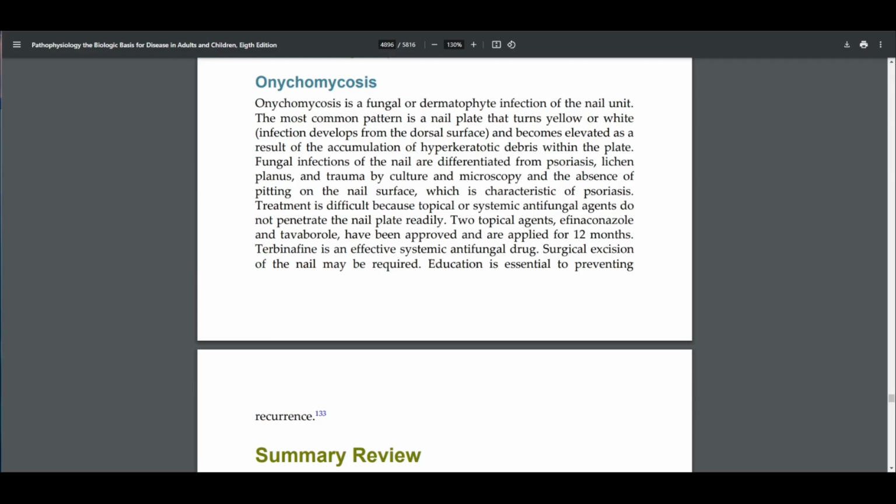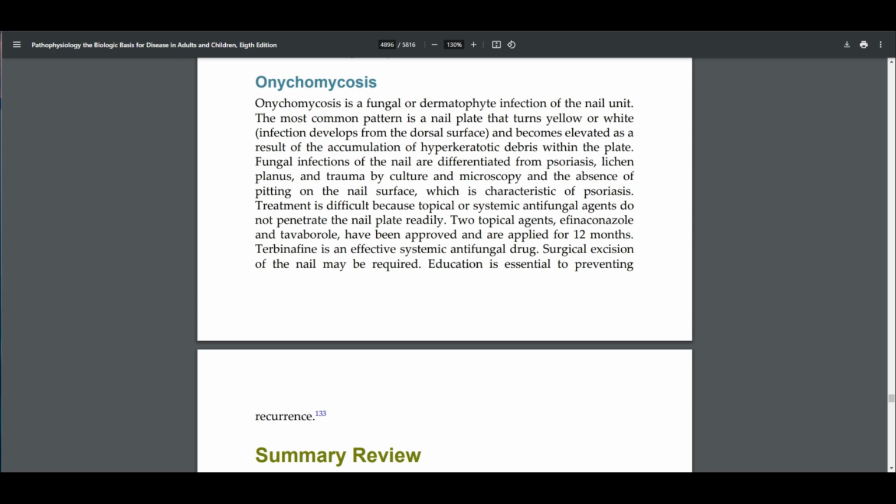Onychomycosis is a fungal or dermatophyte infection of the nail unit. The most common pattern is a nail plate that turns yellow or white and becomes elevated as a result of an accumulation of hyperkeratotic debris within the plate. Fungal infections of the nail are differentiated from psoriasis, lichen planus, and trauma by culture and microscopy, and the absence of pitting on the nail surface, which is characteristic of psoriasis.